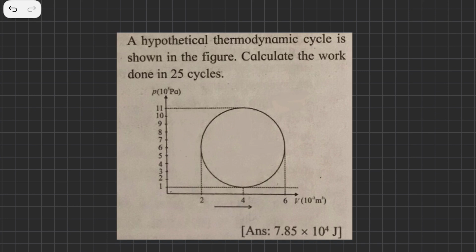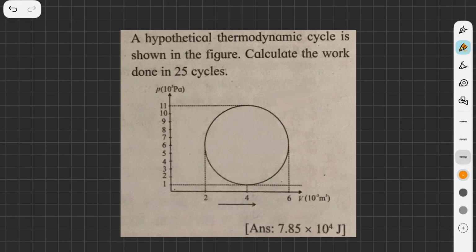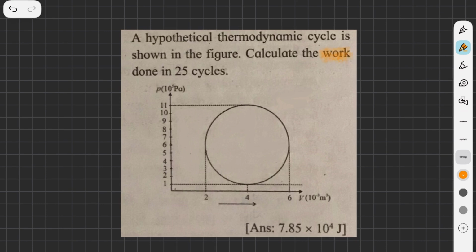As you can see on the screen, you can pause the video and go through the question. I would highlight the important key data points here. The first key data point is that it's a thermodynamic cycle, and we are supposed to find out the work done in 25 cycles. So work done in 25 cycles is something we need to get.